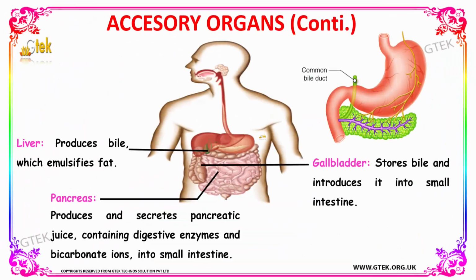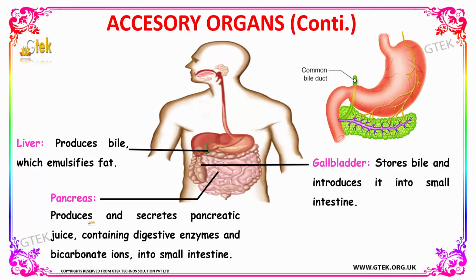Let us study in detail about the accessory organs. Your liver will produce bile, which emulsifies the fat, whereas your gallbladder will store the bile that is produced by the liver and introduce it into the small intestine.